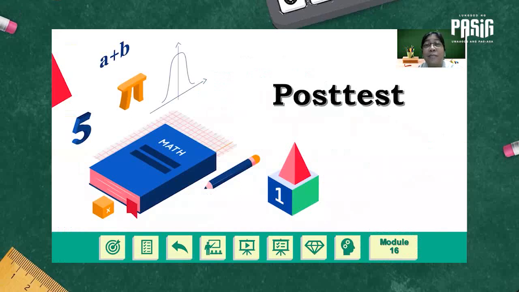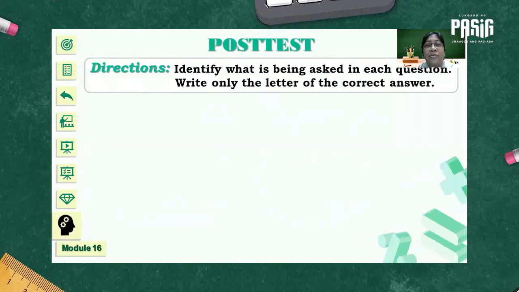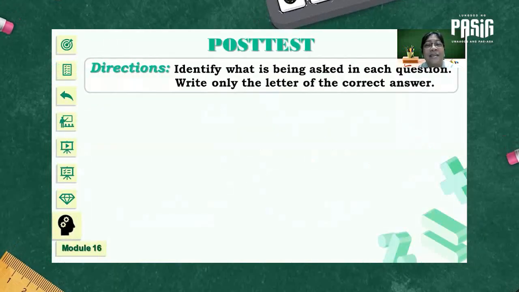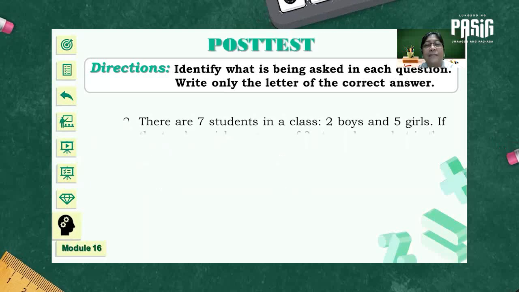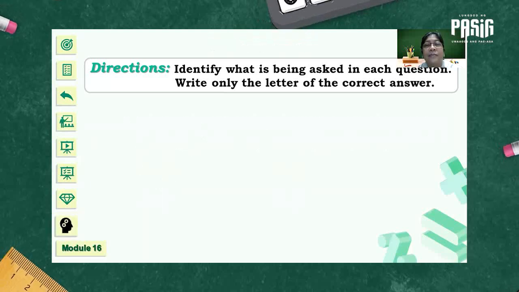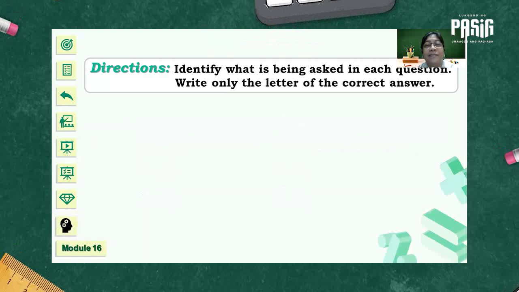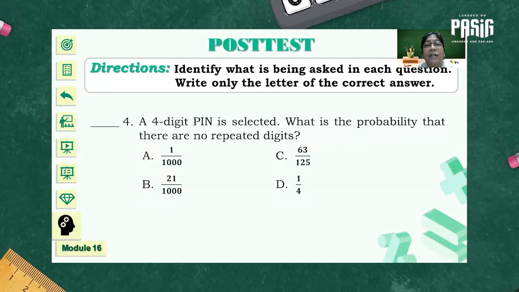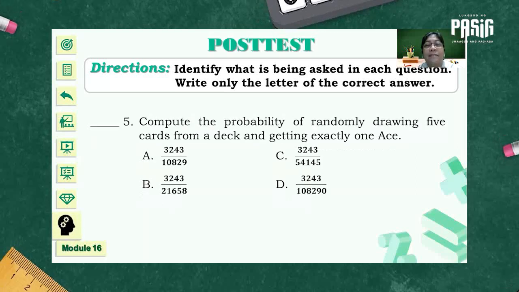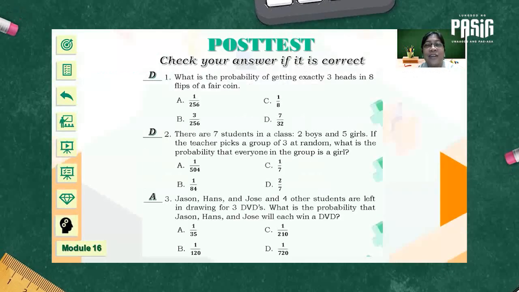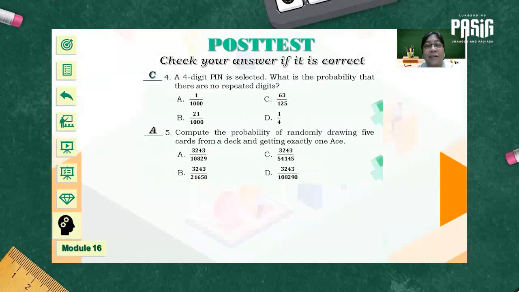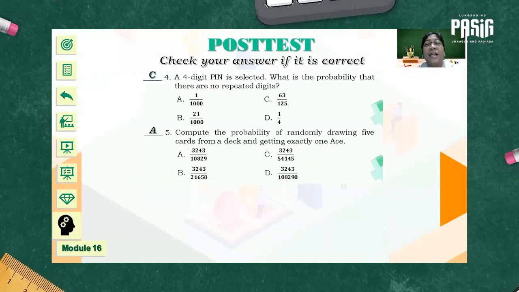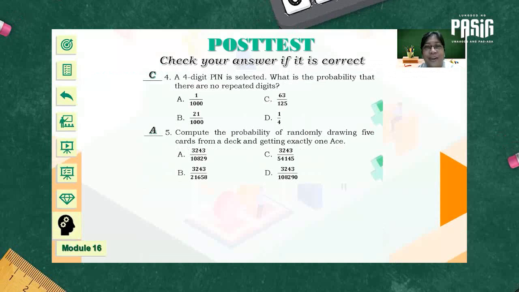You are now ready for the post-test. I want you to identify what is being asked in this question and write only the letter of the correct answer. For number 1, for number 2, for number 3, for number 4, and for number 5. Let's check if your answer is correct. For numbers 1, 2, and 3, here is the answer. For numbers 4 and 5. I hope you made a perfect score. It's a good job.